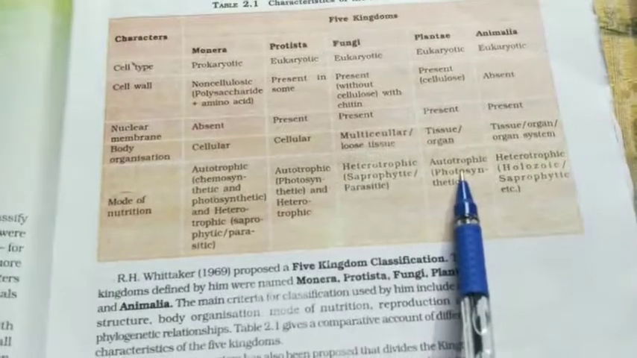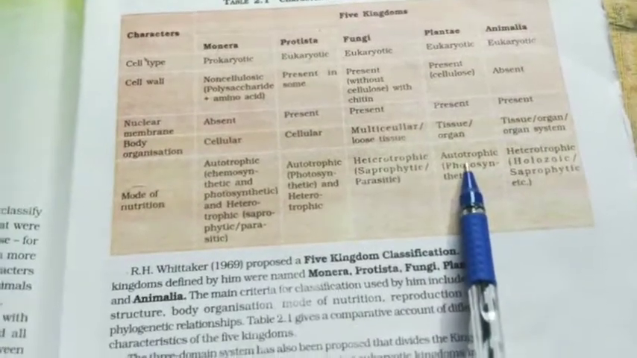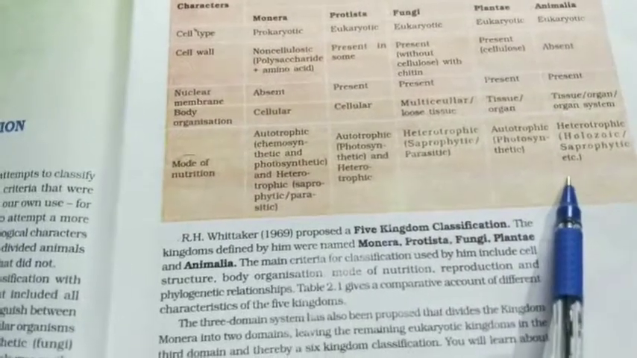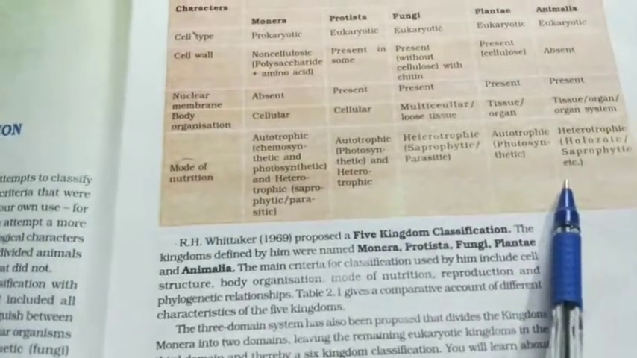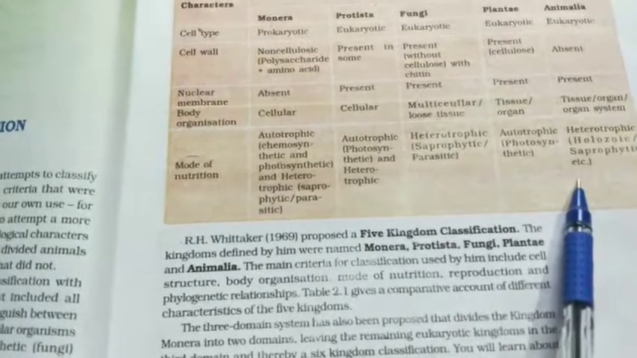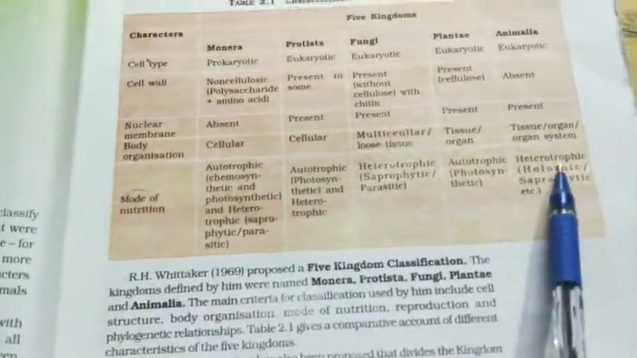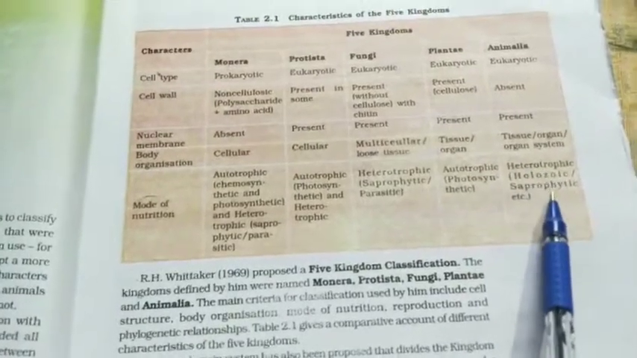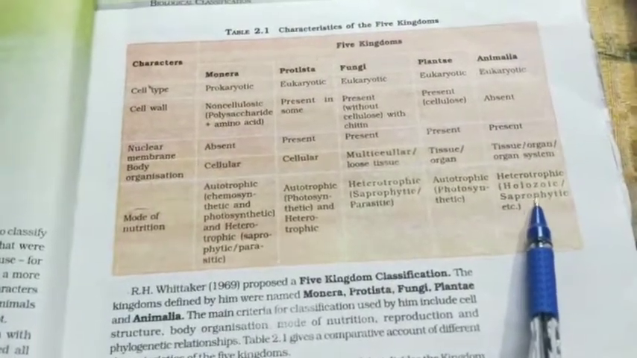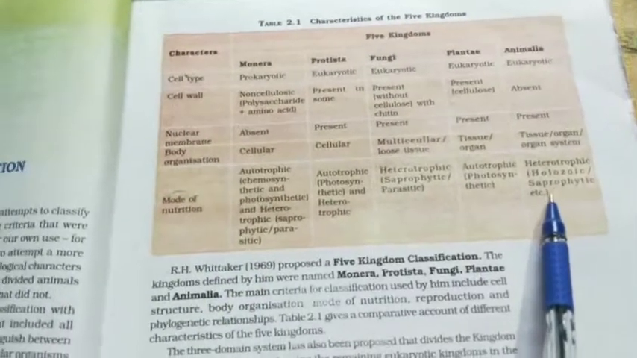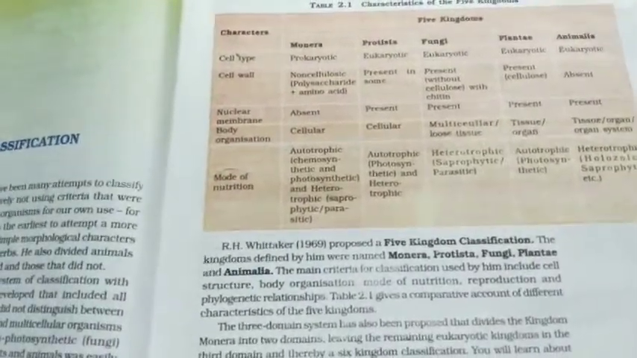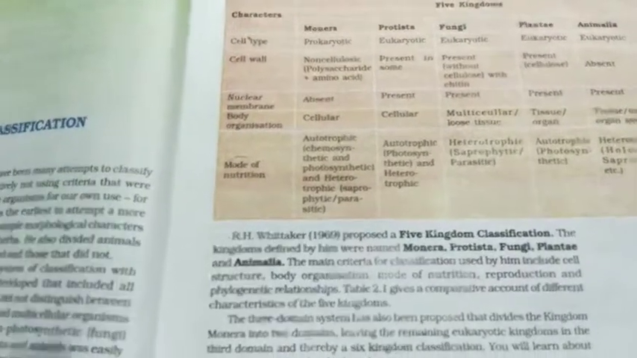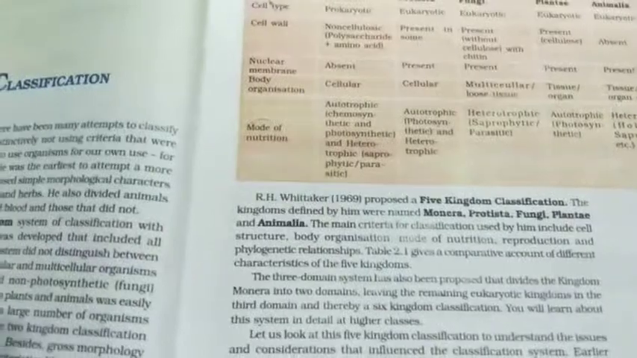Now come to the plant kingdom. Plants are autotrophic in nature. They are always photosynthetic in nature. They do the process of photosynthesis for making their own food. And the last one is Animalia, the animal kingdom. Animals are heterotrophic in nature. They may be holozoic or saprophytic in nature. So this is all about today's topic. Hope you understand it. Thank you guys.